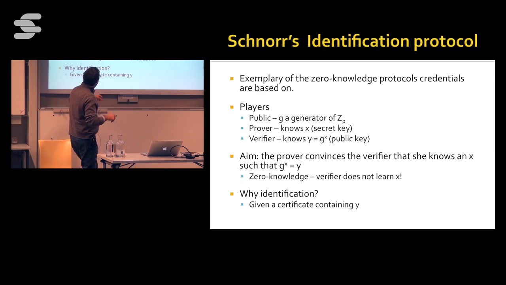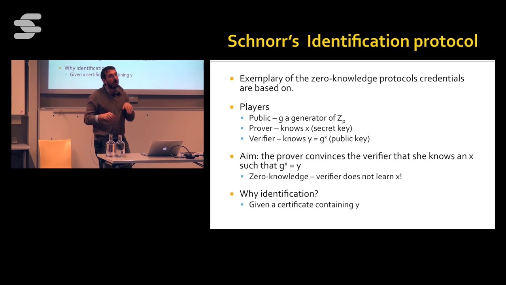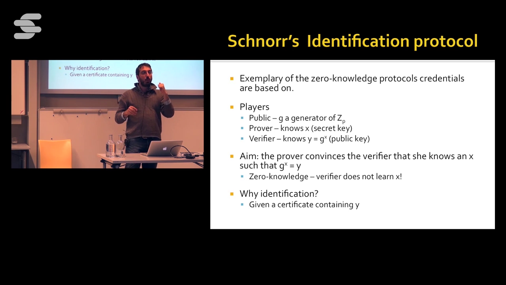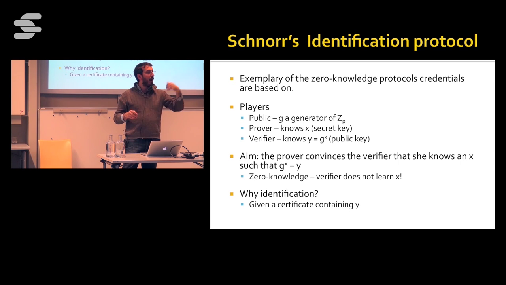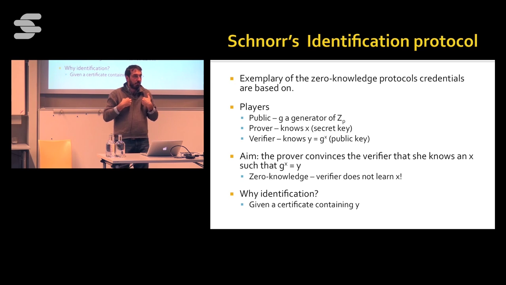Okay, cool. And now what I'm trying to do is the following. I try to identify myself with your service, and I would like to prove to you that I know the x such that if we take that x, g to the x is the public key you know for me. And that would clearly show that it is me because only I should know that key. So that's the integrity property.